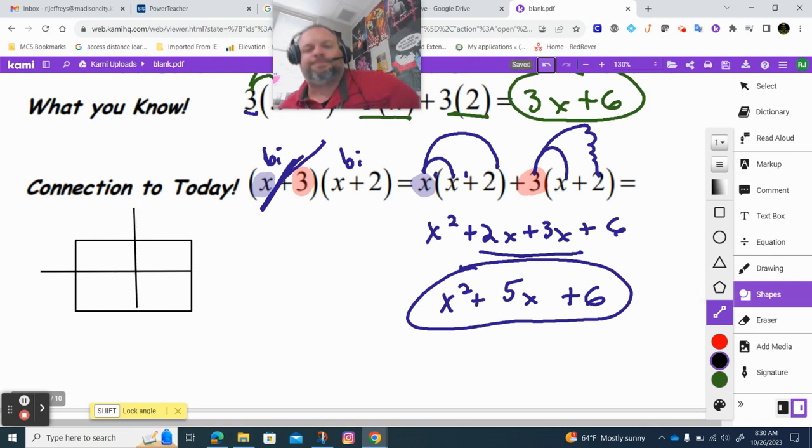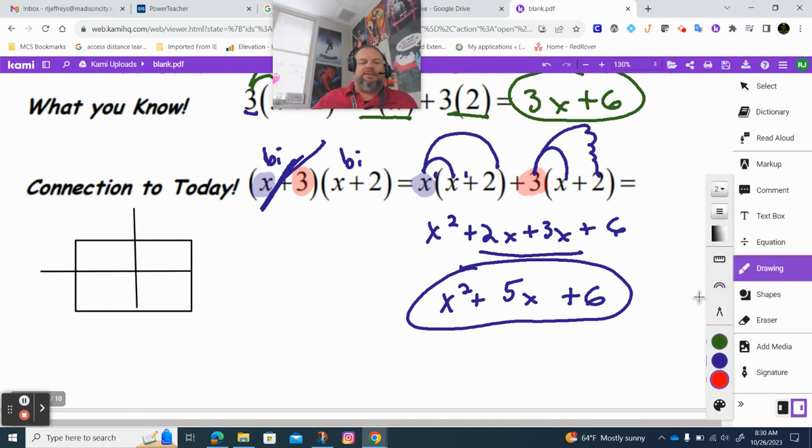Okay. So if you do the table method, it looks like this. I usually do the first term vertical. So I would put x here plus 3 here. And then I would do x here plus 2 here. Now, some people like this because they can see it better. Some people don't because they're like, oh, it takes too much time to draw the box.